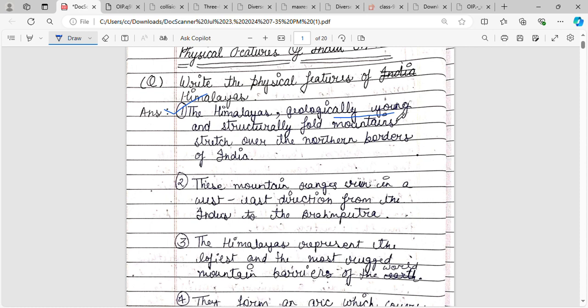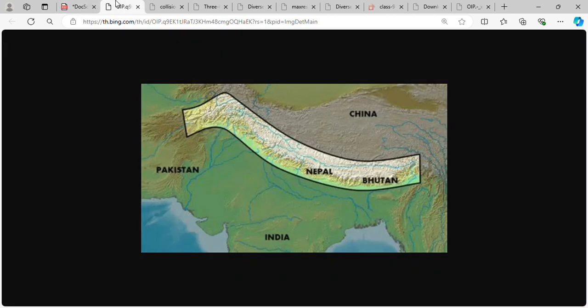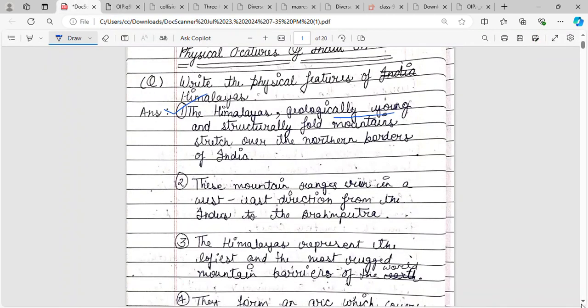One of the best examples of a structurally old fold mountain is the Aravalli. Aravalli is 670 million years old. So I hope now you can differentiate that the Himalayas are actually young fold mountains, while old fold mountains are very old. And they stretch over the northern borders of India. You can see this is northern India, where the Himalayas stretch over.